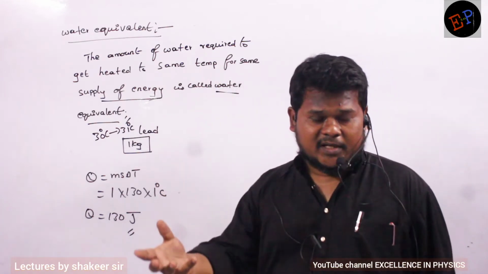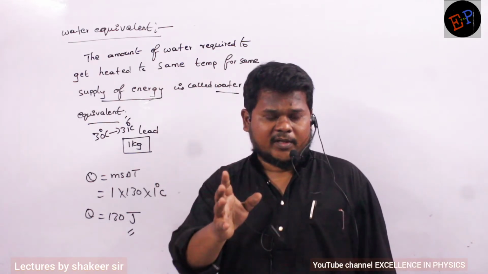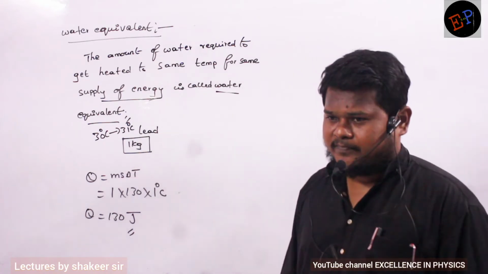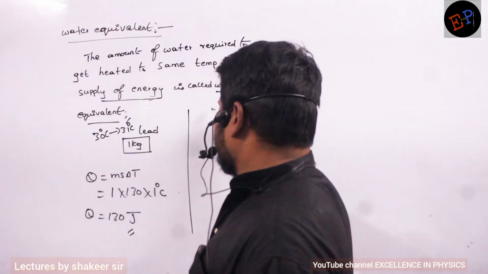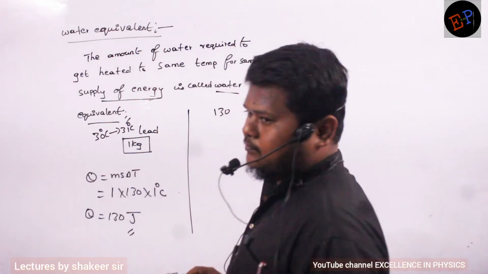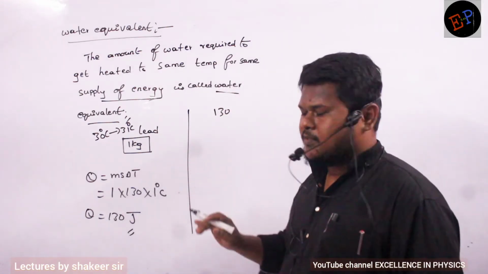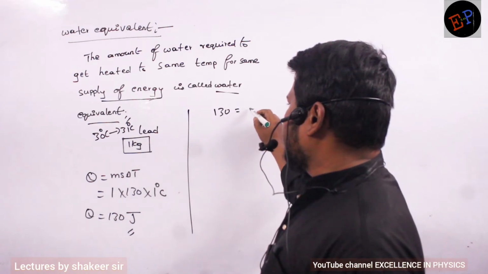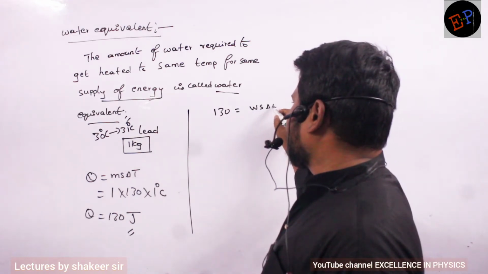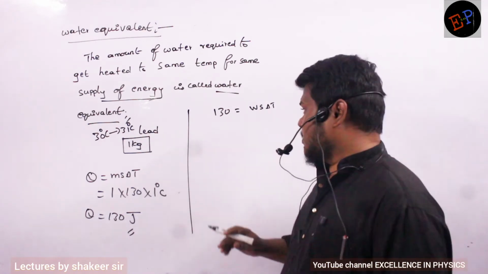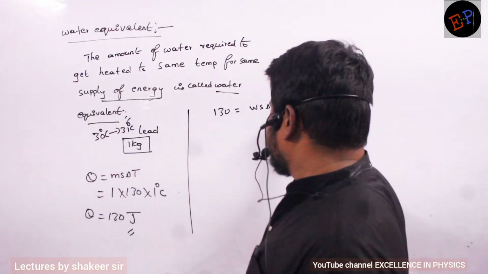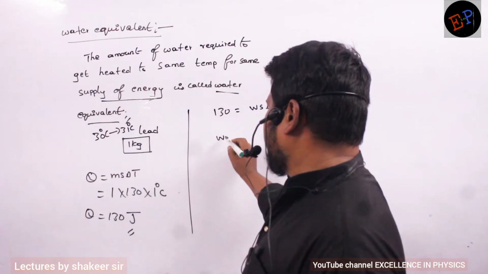Then instead of 1 kg lead, how much water do I have to take? That is called water equivalent. Understood, no? Let us see. So how can I do it? The same 130 only, no? The same amount of heat energy I have to supply. But for water, I will write Ws delta T. This is how I can write now. Ws delta T. Okay? So if I do this calculation, W is the water equivalent.